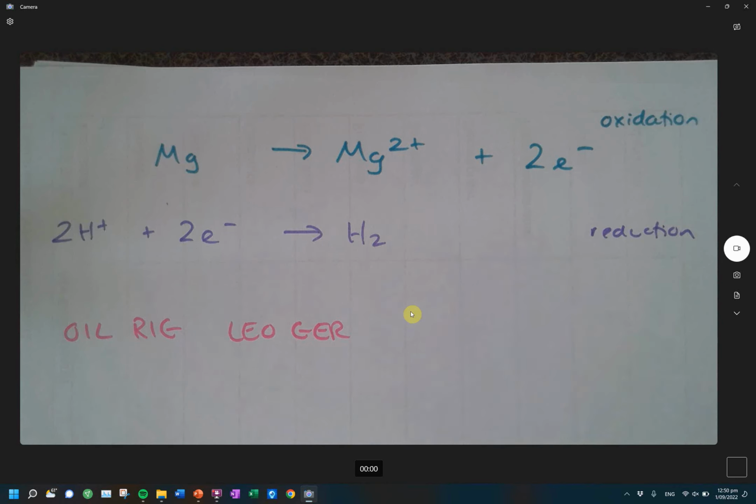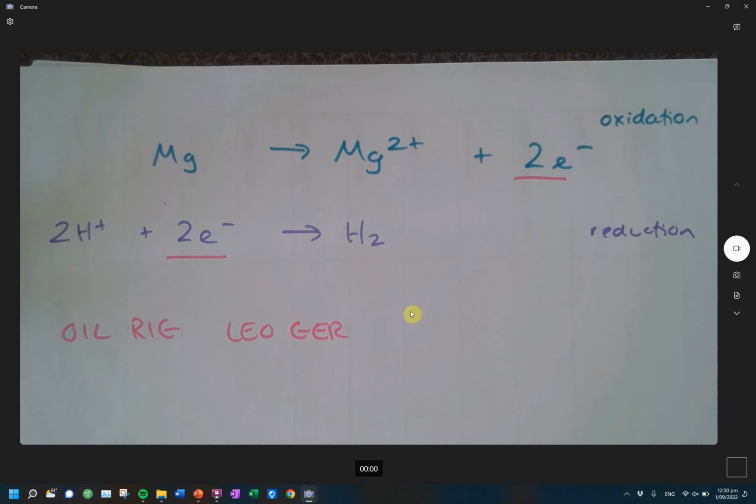You should always have electrons on each side of the equation. They should be the same number because they're going to cancel out. Oxidation, the electrons will always be on the product side because they're getting released. Reduction, the electrons are always going to be on the reactant side because they're getting taken in. Always going to be there. Okay?